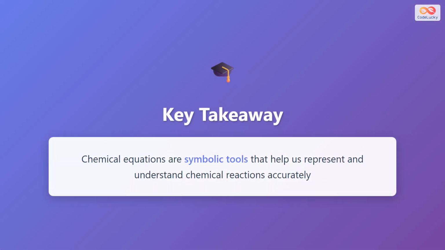Chemical equations are symbolic tools that help us represent and understand chemical reactions accurately. They provide a universal language for describing what happens when substances react. By learning to write and interpret chemical equations, you gain the ability to predict products, calculate quantities, and understand the fundamental processes that govern the chemical world around you. With practice, reading chemical equations will become second nature.